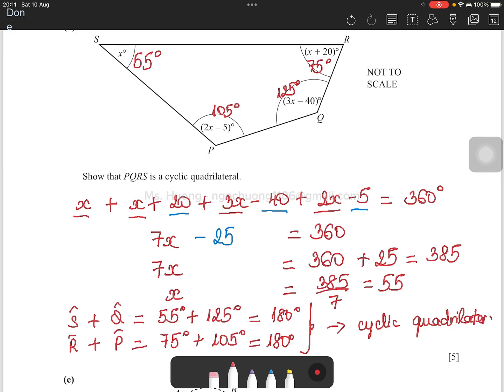Remember, if the sum of the opposite angles in a quadrilateral is equal to 180, then it is a cyclic quadrilateral.